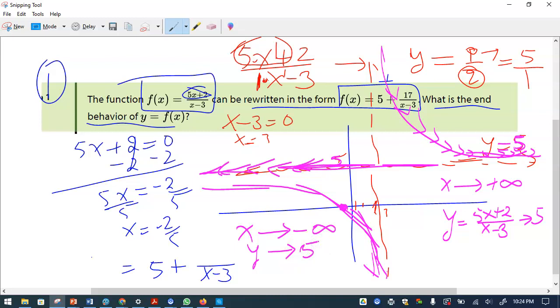Now, even though they did not ask us for everything, it is still good to know how we get the sketch. How did I know that the graph is this way? Because there's an x-intercept at minus 2/5, so it has to be like this. And on this side, as you go closer to 3 from the right side, say 4, then 3.5, 3.4, 3.2, the denominator becomes very small, so the whole thing becomes very large, going to infinity on this side.